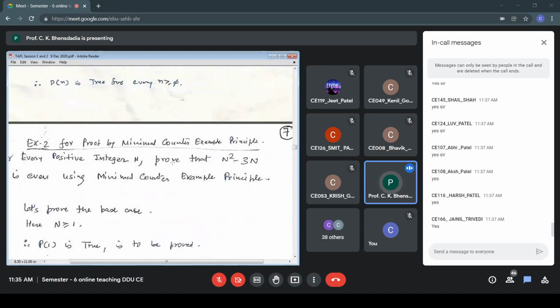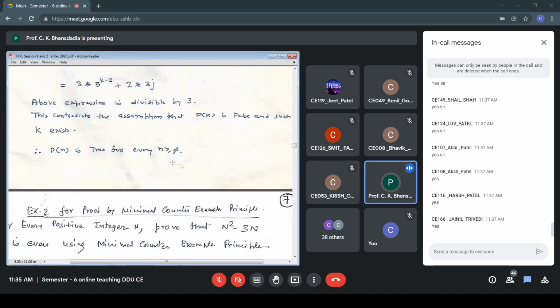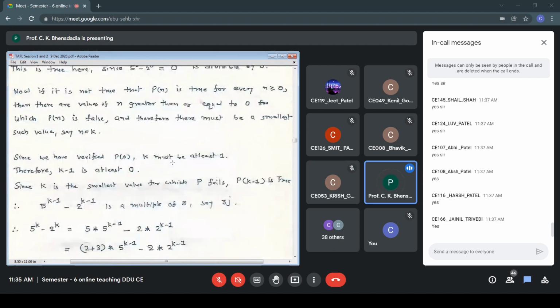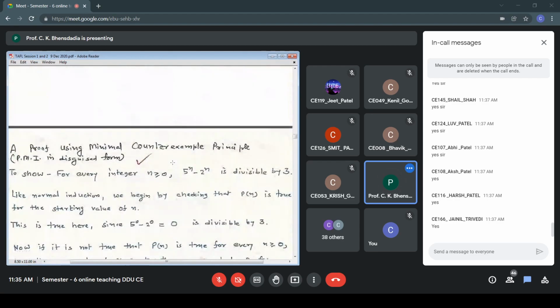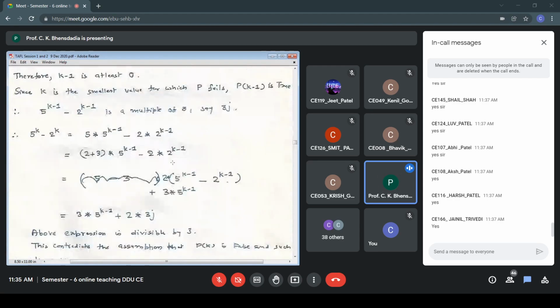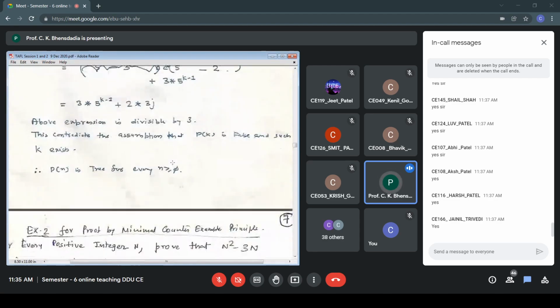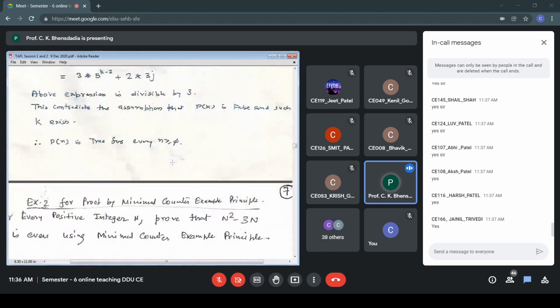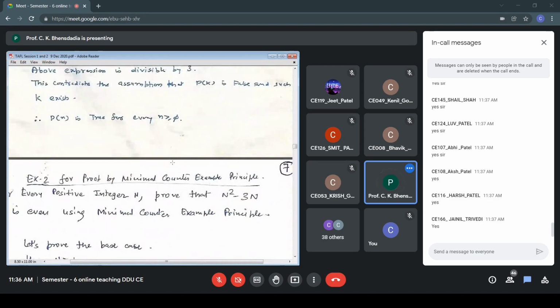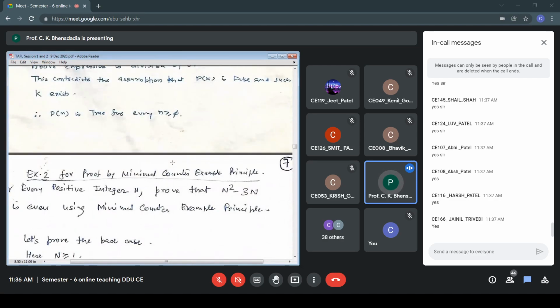By the minimal counterexample principle, we had discussed this. Now we know PMI. Let's once more repeat this. We did not discuss this second example. It's very simple, but because now we have worked out sufficient examples on PMI, just to brush up the things, we can talk about the second example of proof by minimal counterexample principle.